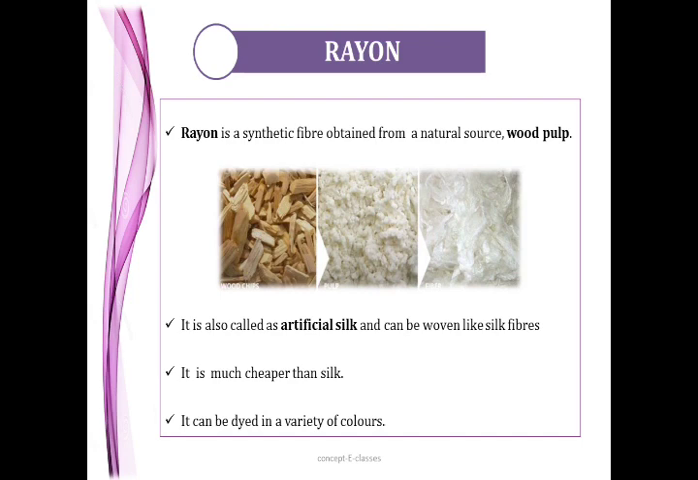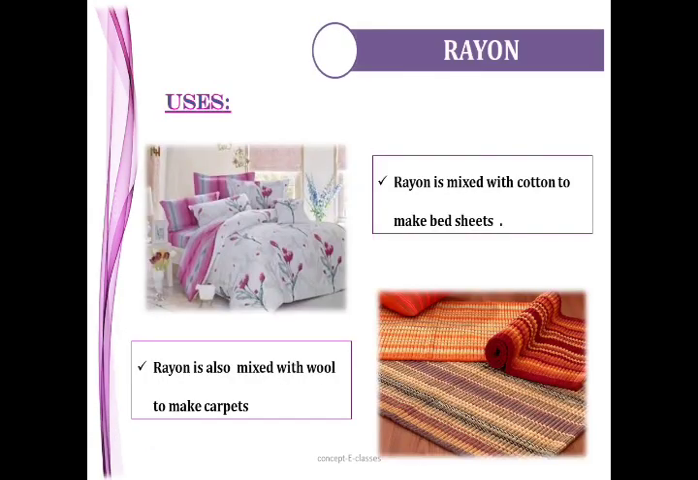In the lower classes you learned how silk is obtained from a silkworm, that silk processing and all you have learned. But this is artificial silk. This is not pure silk, and it is much cheaper than silk. Silk is costlier because silk is obtained from silkworm, right? But here it is obtained from wood pulp and it is cheaper than silk, and it can be dyed in a variety of colors. Different designs can be made by using this synthetic fiber.